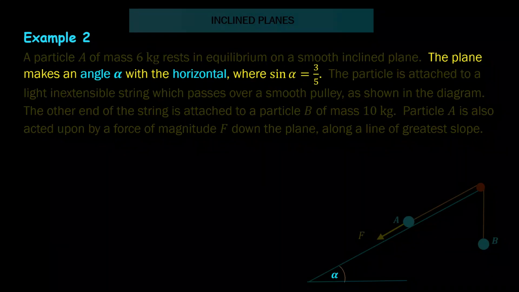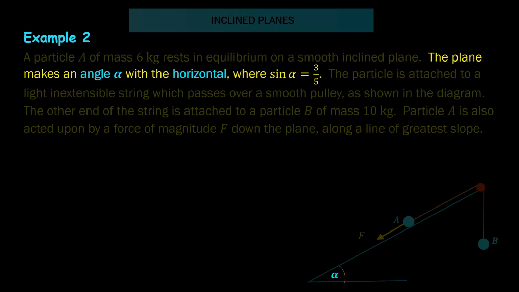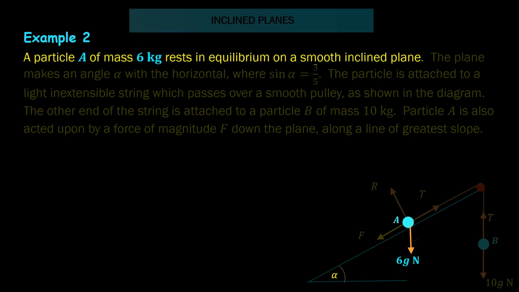So our plane makes an angle alpha with the horizontal as shown, and the particle A of mass 6 kilograms resting on a smooth inclined plane has weight 6g newtons. So resolving parallel and perpendicular to the plane, we have 6g cos alpha perpendicular to the plane and 6g sine alpha parallel to the plane.